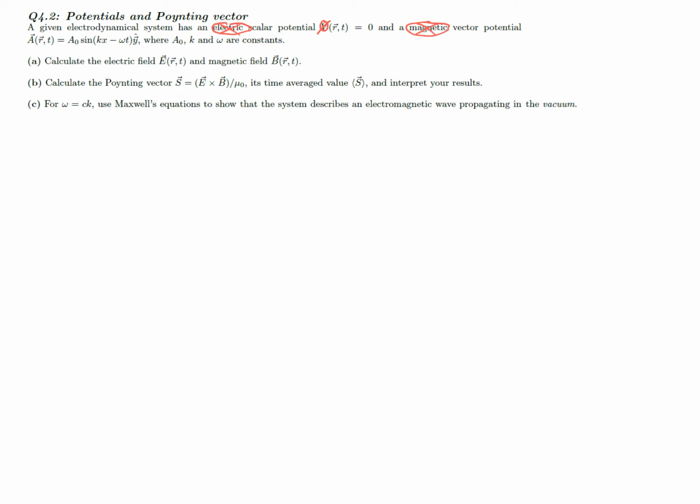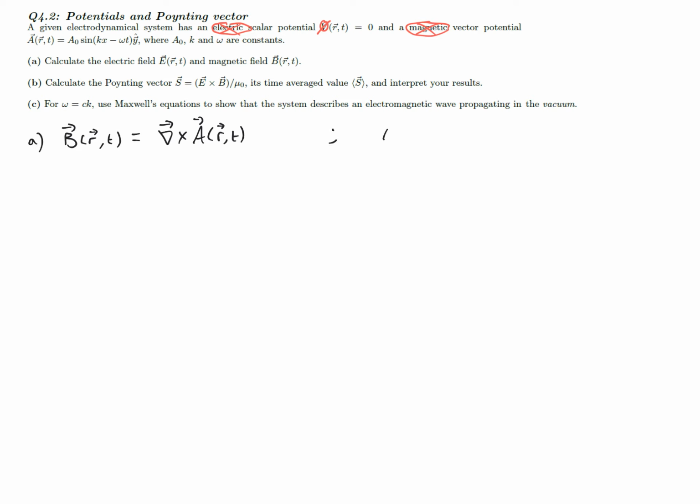We just need to relate the electric and magnetic fields to the potentials, and that looks like this. First of all, we have the magnetic field B at a point r in space and time t is just given by the curl of the vector potential at the same point in space r and at the same time t. That's one of the two equations.